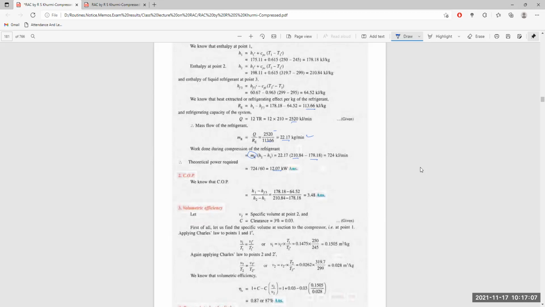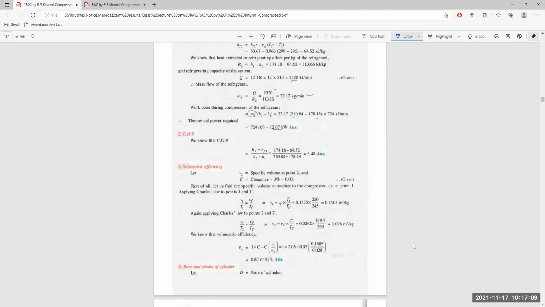Now the volumetric efficiency of the compressor is given as 1 plus C minus C multiplied by V1 by V2. So we put 1 plus clearance volume minus clearance volume multiplied by the specific volume at inlet divided by the specific volume at outlet. So the volumetric efficiency will be 87%.